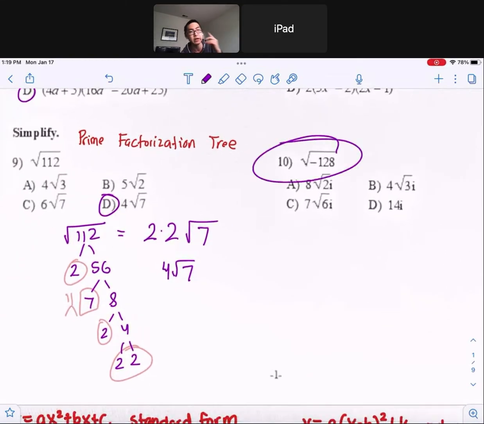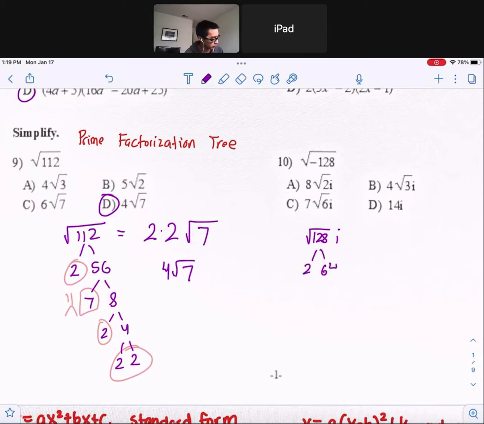Okay, same thing here, but since it's a negative square root, you guys, you have to turn that into 128i. So we're going to get 2 times 64. 64, you guys, could be 2 times 32. 32 could be 2 times 16. 16 could be 4 times 4. 2 times 2. So you guys could do it however you want. Everyone will still have the same prime numbers at the very end.